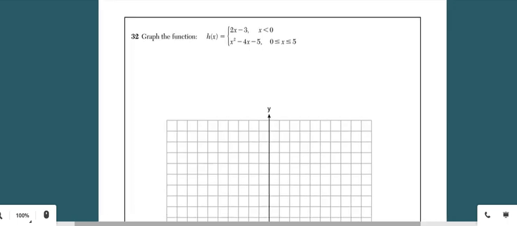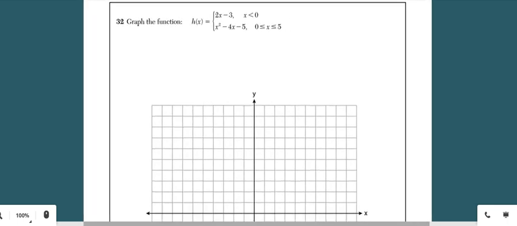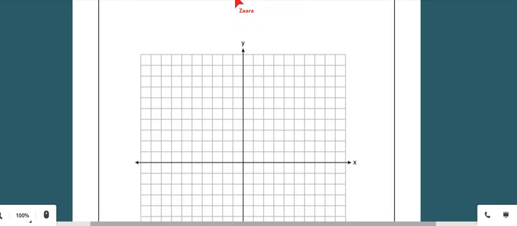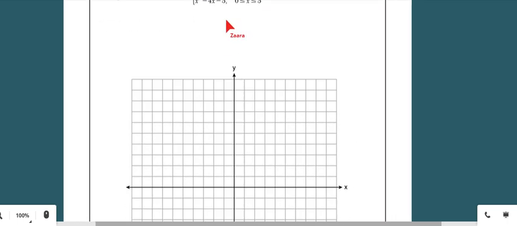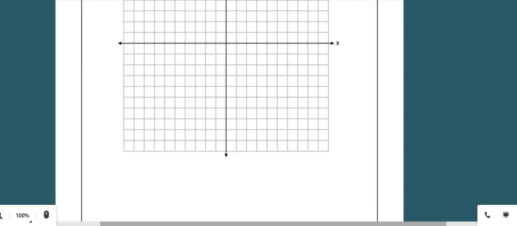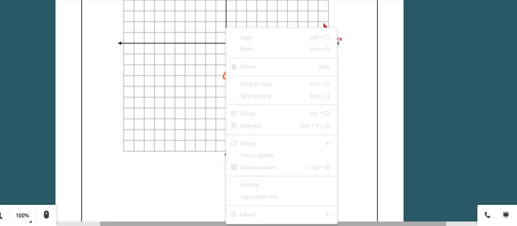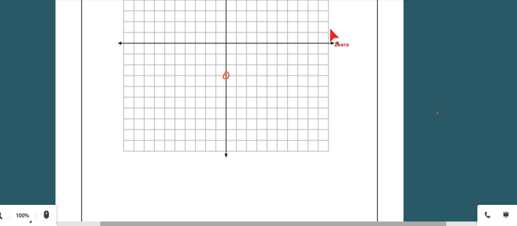Okay, now look at this question. It says you are given this function. When x is less than 0, the function is 2x minus 3. So at 0 it would be open, and 2x minus 3, its y-intercept is negative 3. I am making an open circle at negative 3, and the slope is 2.